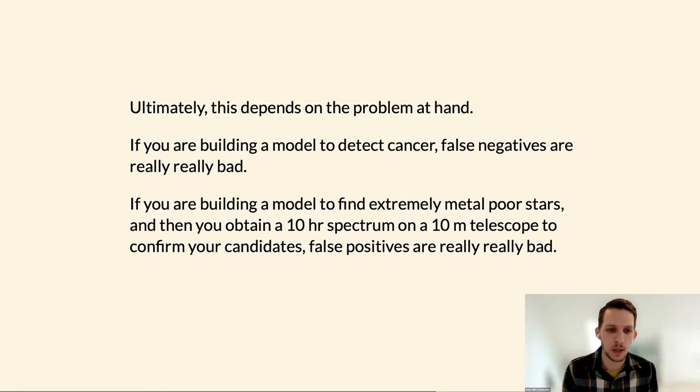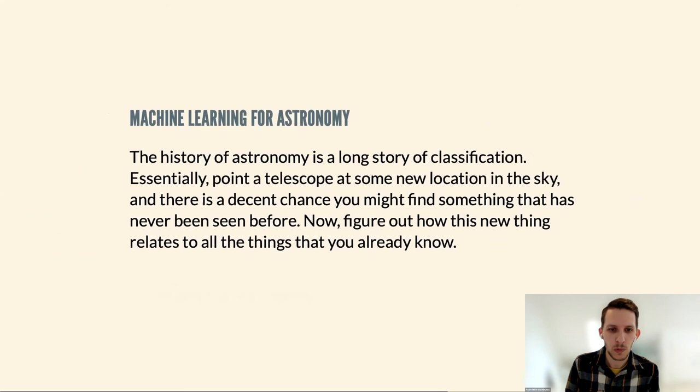On the other hand, suppose that you are building a model to try and find extremely metal poor stars, the most metal poor stars in the universe. In order to confirm that you have found one of these stars, a star that's only been polluted by two supernovae ever in the history of its life, you need to obtain a 10-hour spectrum on an 8 or 10 meter class telescope to confirm what the model has found. In this instance, false positives are really, really bad. 10 hours on an 8 meter class telescope is a lot of money. So if you're going to make an observation like that, you want to be sure that what you have found is indeed the thing you're looking for. So false negatives and false positives can both be quite detrimental depending on the problem, okay?